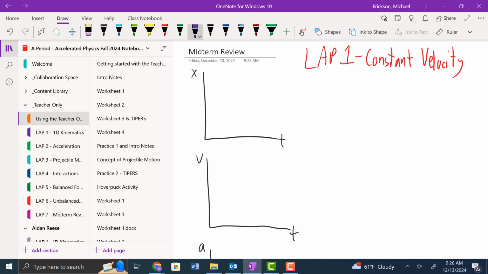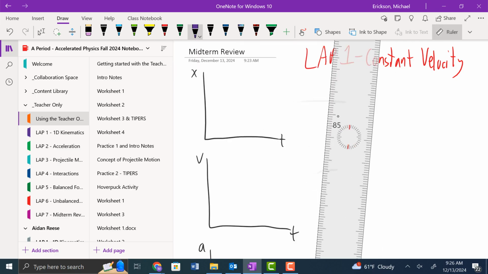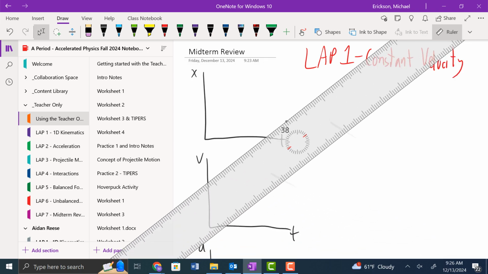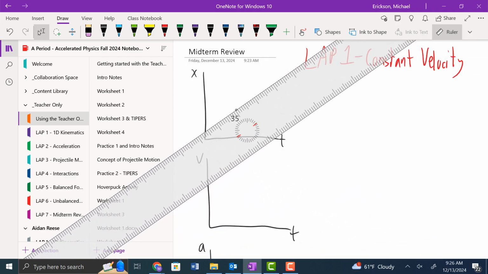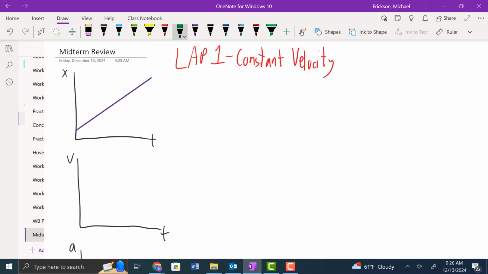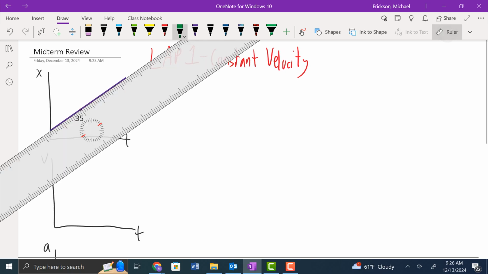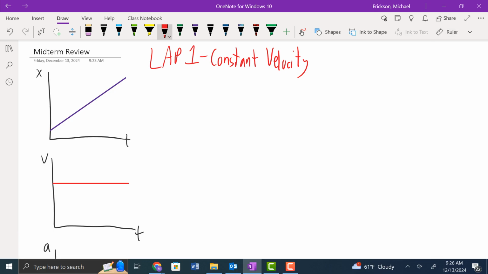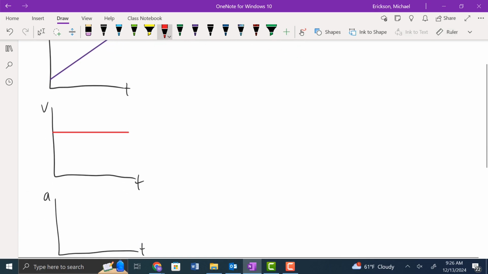Lab 1, constant velocity. You need to have a strong understanding of constant velocity to do really anything else in physics. So in constant velocity, we are saying an object is moving at the same speed for that duration of time. So here's an example. For every second that goes by, this object goes up a certain amount. So that's what the position time graph would look like. And the velocity time graph will seem really simple too. It's just going to be a flat line. So velocity time, it's pretty straightforward. It's just an object going one speed the entire time.